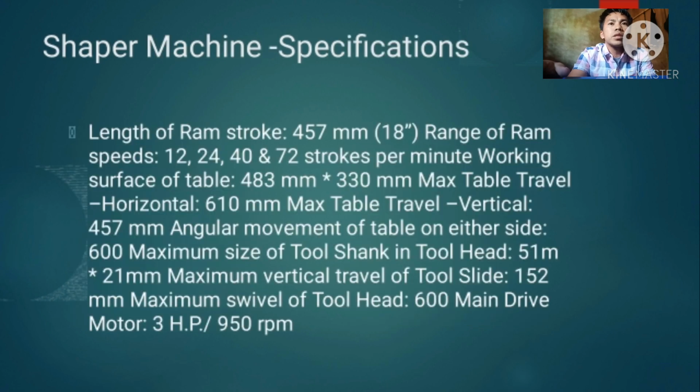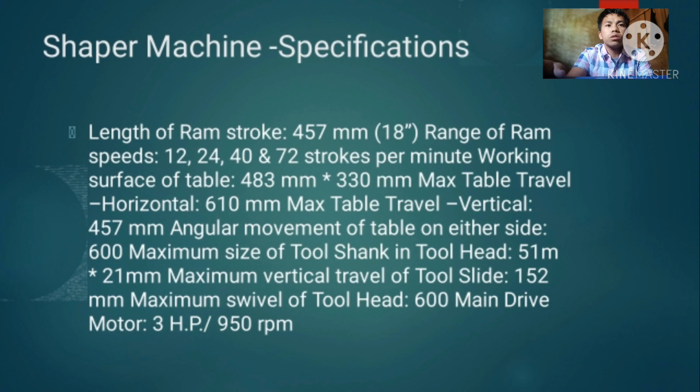And shaper machine specification. The length of ram stroke 457 mm, 18 inches. Range of ram speed 12, 24, 40, and 70 strokes per minute. Working surface of table 483 mm by 330 mm max. Table travel horizontal 610 mm max. Table travel vertical 457 mm. Angular movement of table on either side 60 degrees.